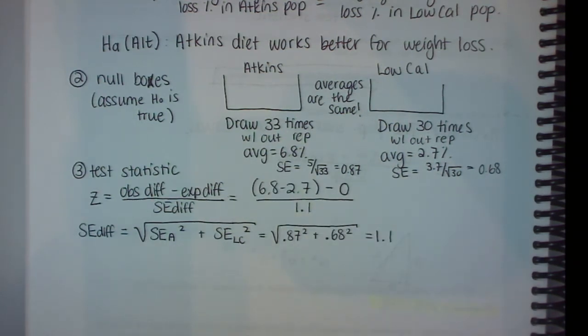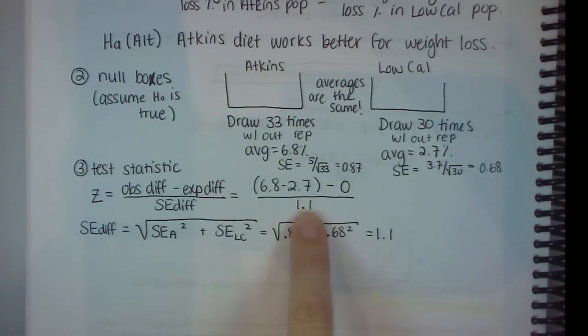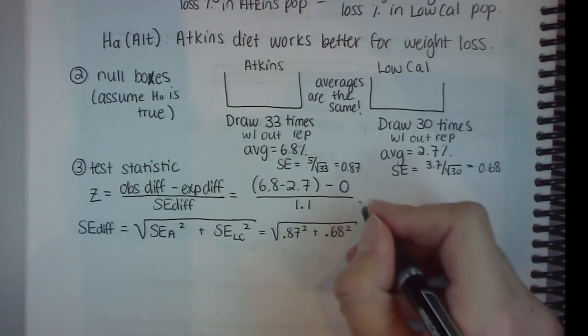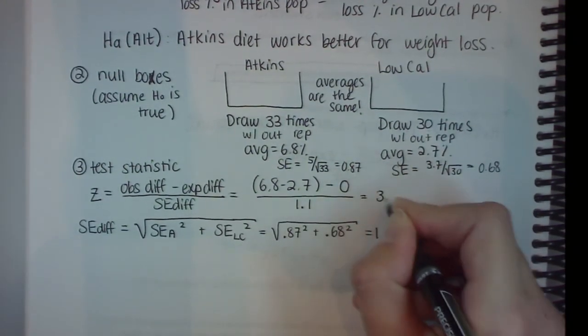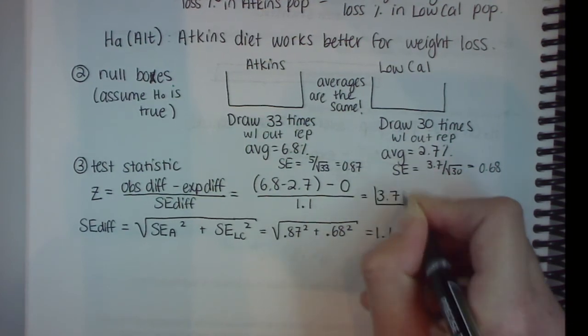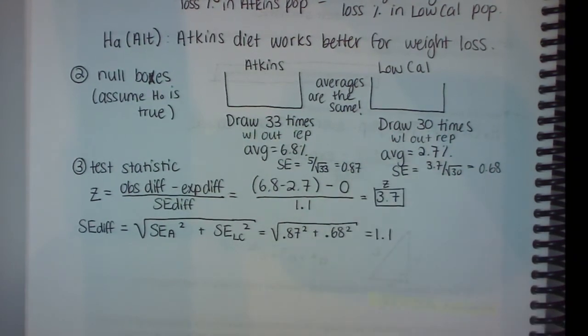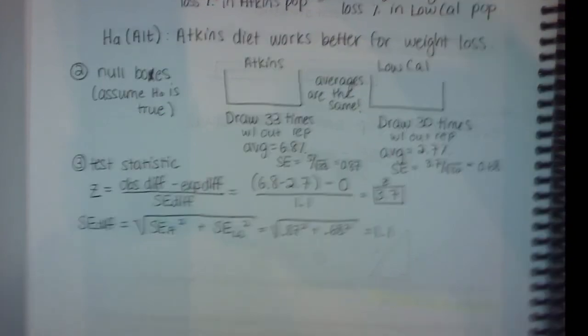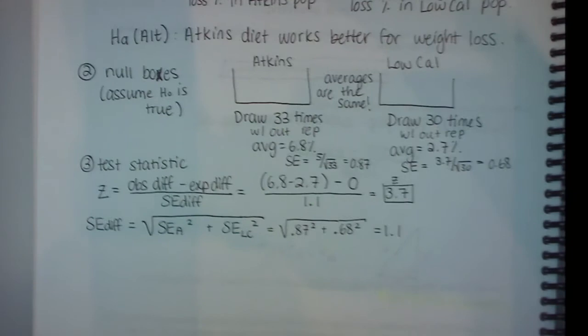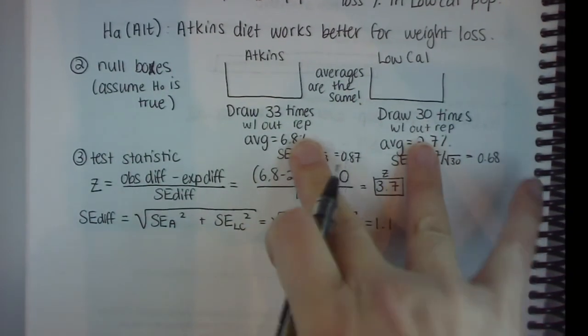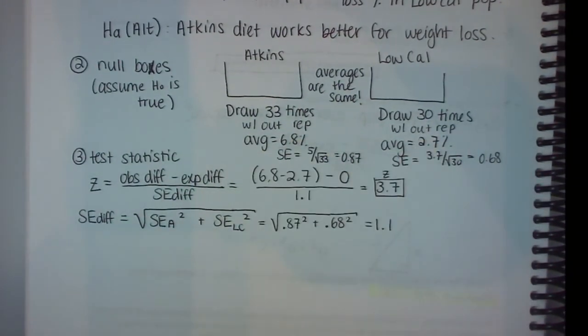So let's see, 6.8 minus 2.7 over 1.1. So my z-score is 3.7. That's z, that's my test statistic. So that is going to help me find my p-value. What's the probability I get this difference if I'm drawing from populations with the same average?